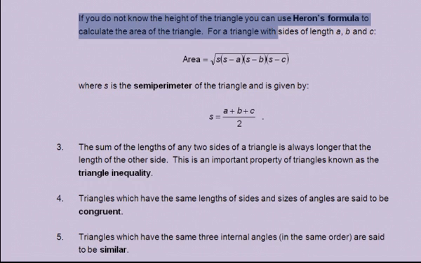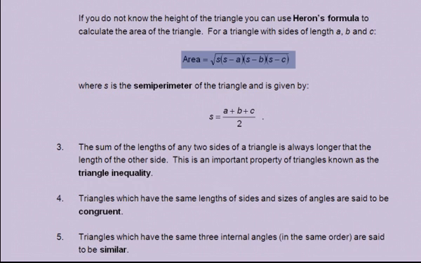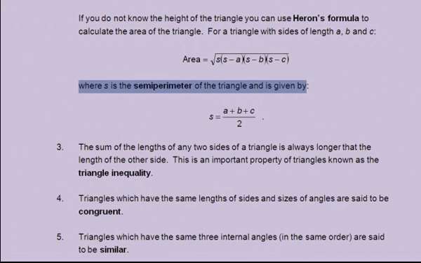For a triangle with sides of length A, B, C, the area is equal to the square root of S multiplied by (S take away A) multiplied by (S take away B) multiplied by (S take away C), where S is the semi-perimeter of the triangle and is given by S equals (A plus B plus C) all divided by 2.